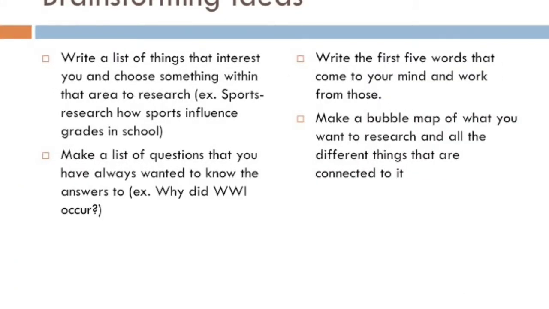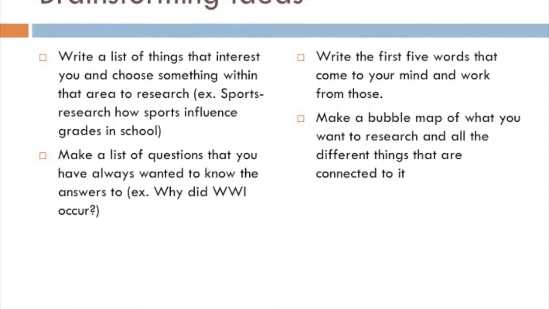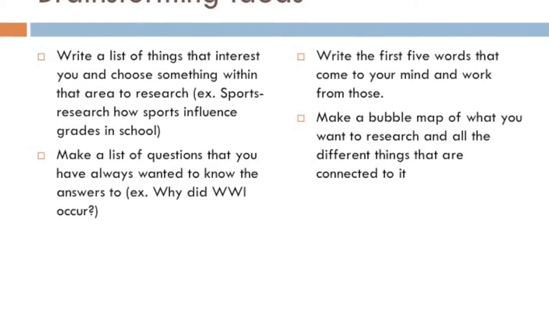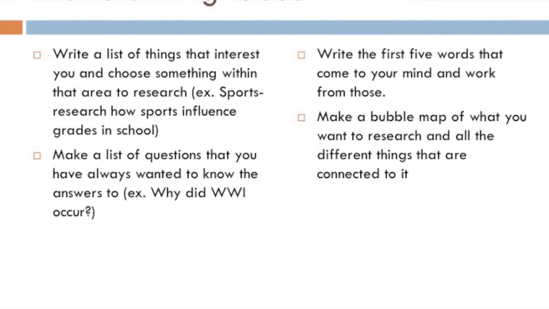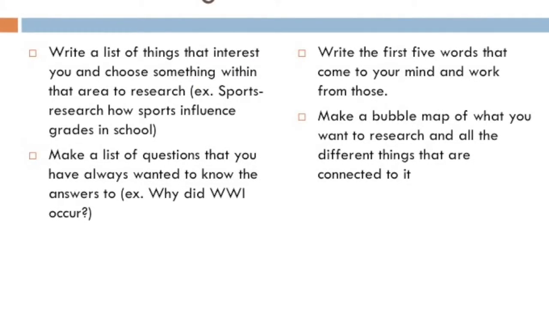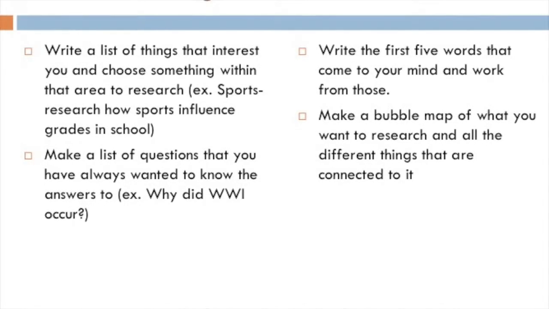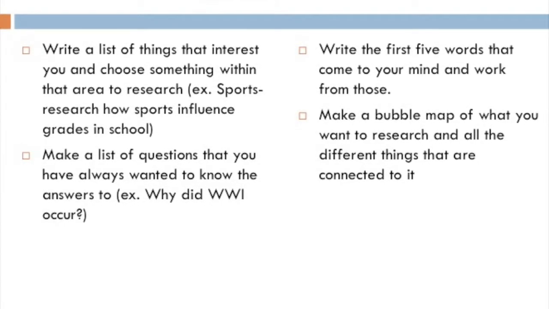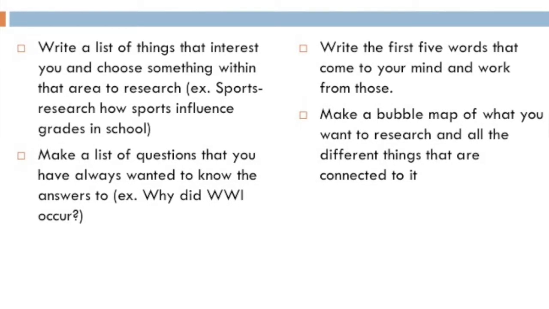So this is a list of ways that you can brainstorm. The first way is to write a list of things that interest you and choose something within that area to research. An example is if you're interested in sports, to research how sports influence grades in school. Another way to brainstorm is to make a list of questions that you've always wanted to know the answers to and research that to find out the answers. Another way is to write the 5 words that come to your mind first and work from those.